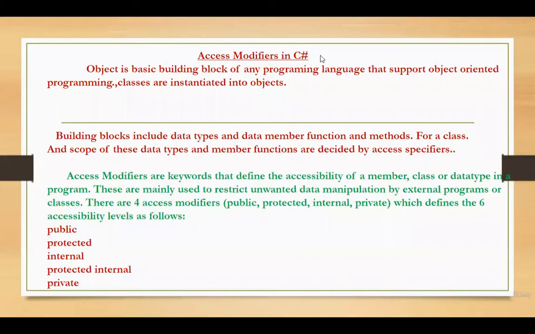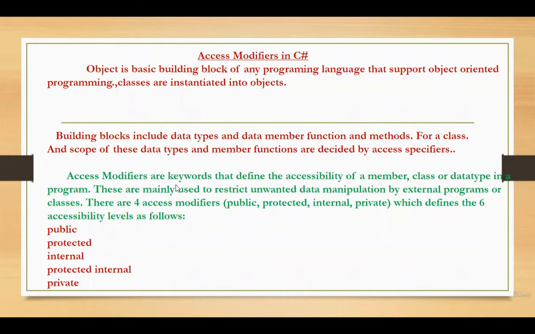Access modifiers in C#. An object is a basic building block of any programming language that supports object-oriented programming. Classes are instantiated into objects. The building blocks include data types, data members, functions and methods for a class, and the scope of these data types and member functions is decided by the access specifiers.